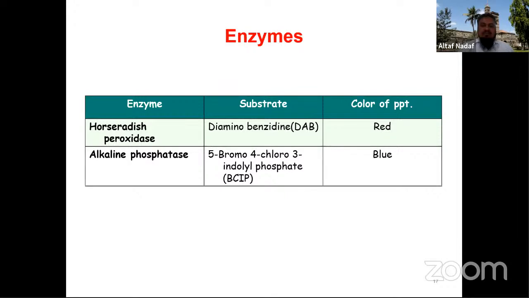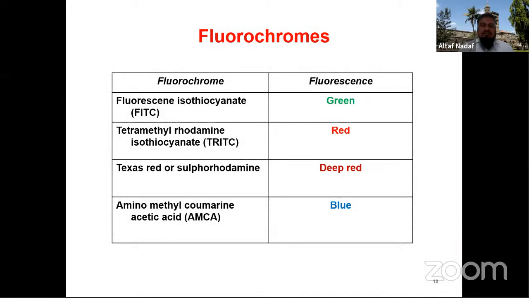Now the enzymes that are used here are listed, like horseradish peroxidase. It uses the substrate DAB, diaminobenzidine, and it gives a colored precipitate. Here this horseradish peroxidase generates a red color precipitate. Then alkaline phosphatase: here BCIP is the substrate that is used, and it gives you a blue color precipitate that can be visualized under the microscope. Now you have the different fluorochromes.